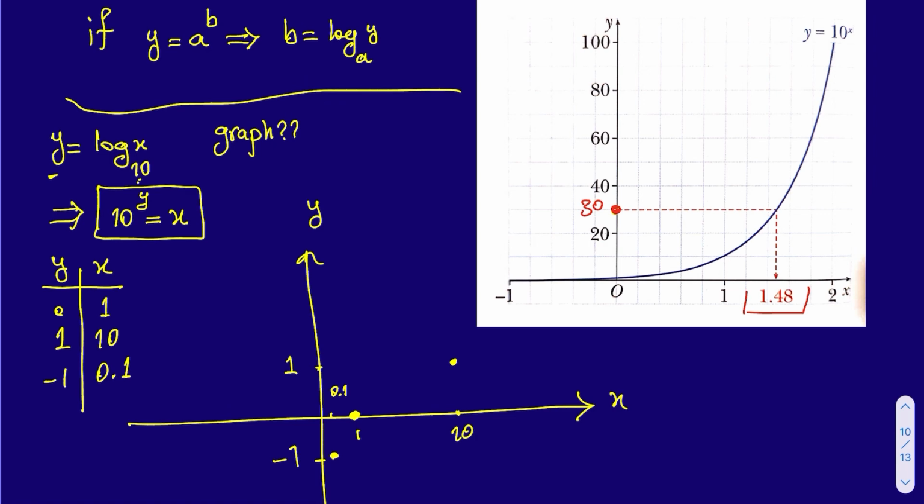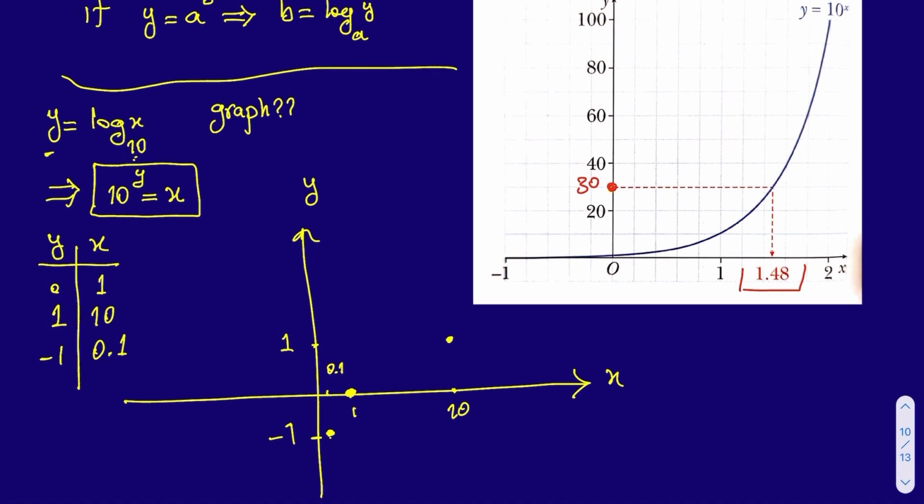And as you see, as y negatively increases, the value of x approaches 0, becoming smaller and smaller. So therefore we can draw this graph, which is something like that. And that is the graph of y is equal to log x to base 10. We are done. We already drew the graph.